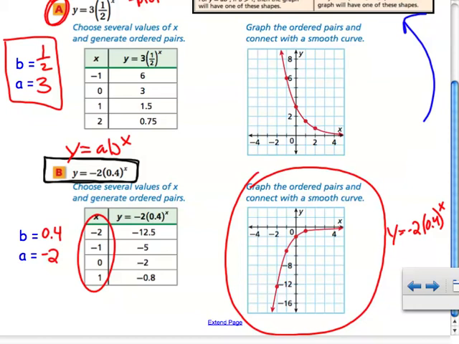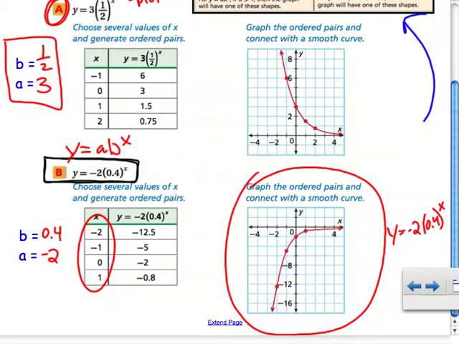But if you don't pick good points, maybe in this case my graph looks like this. And if you just happen to pick this point and this point and this point and this point, you might think the graph does that. But it doesn't. Okay, it's important to pick the important points.